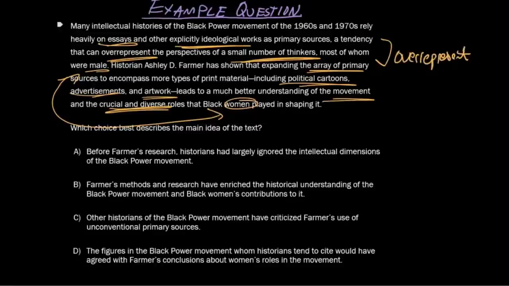Okay, expanding the array. We've got a list here. This is kind of like a transition word. Okay, and let's take a look at the answers here. So we're looking for a main idea. Before Farmer's research, historians had largely ignored intellectual dimensions.